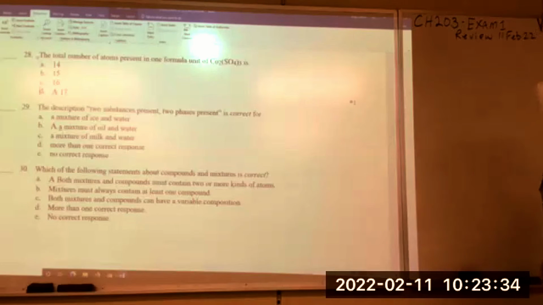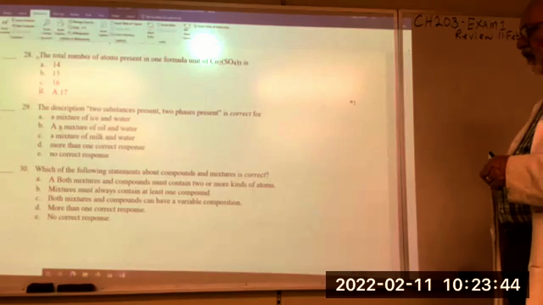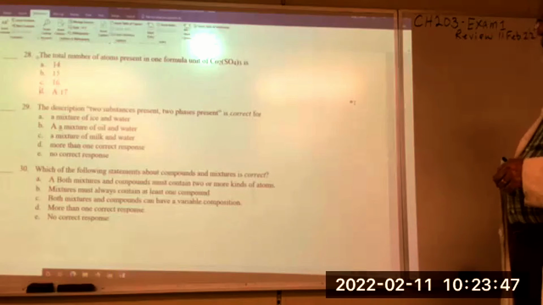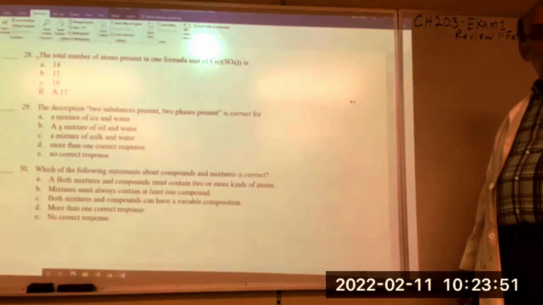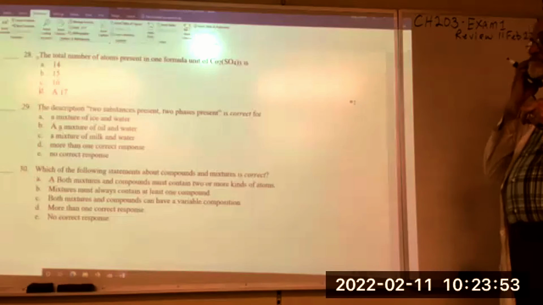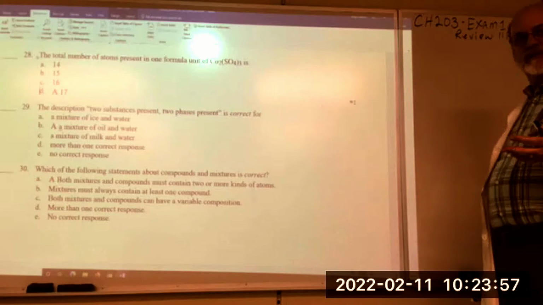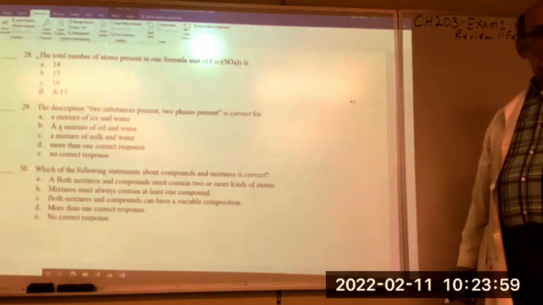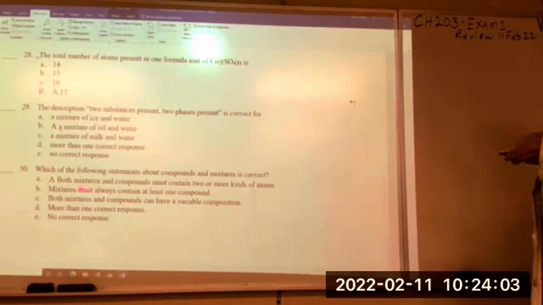We can stop there. How about 30? Which of the following statements about compounds and mixtures is correct? Both mixtures and compounds must contain 2 or more kinds of atoms. Yeah, compounds have to have 2 or more, right? How about mixtures? Well, if you have the same atoms, you don't have a mixture. So you have to have at least 2 different atoms. Yeah, so that one's true.